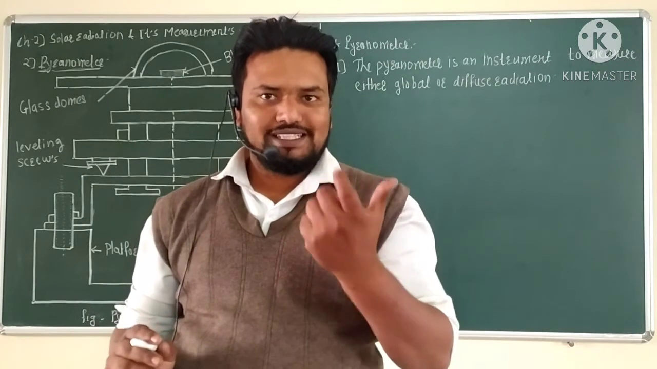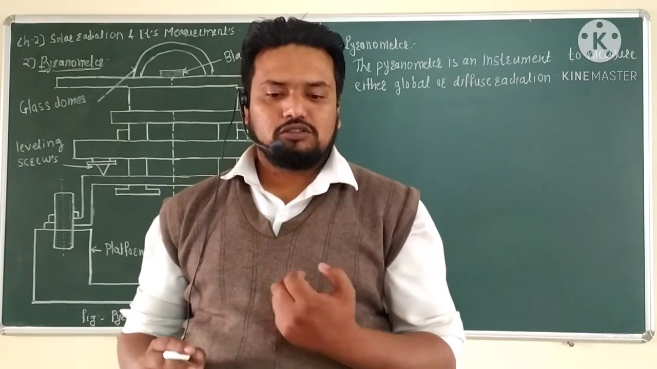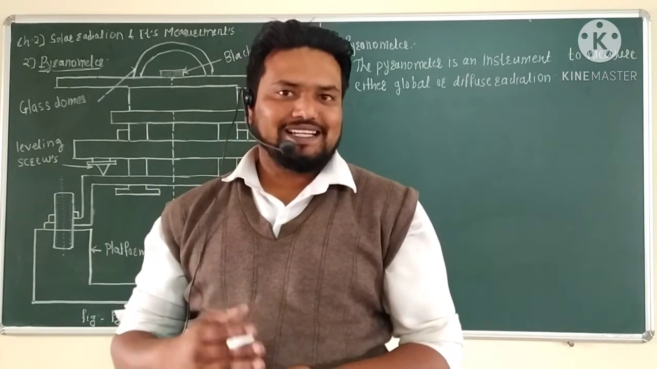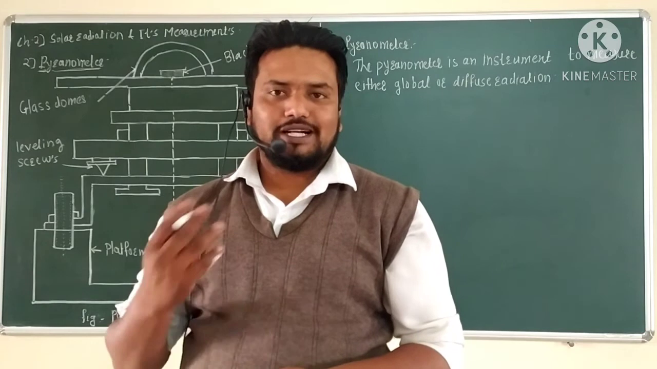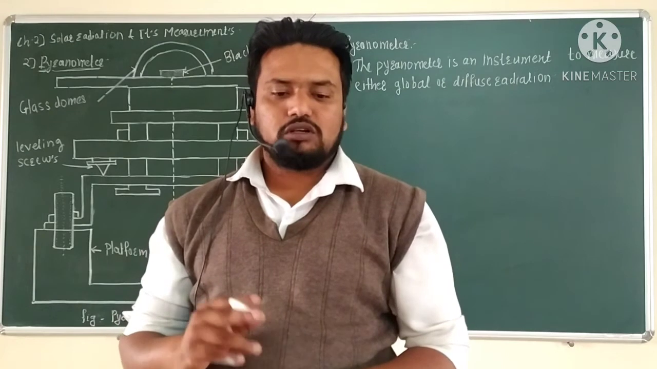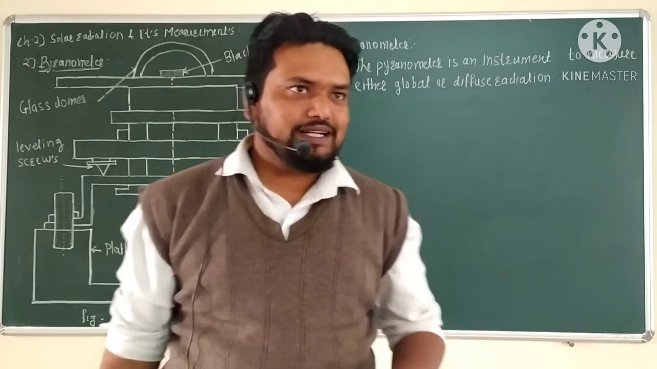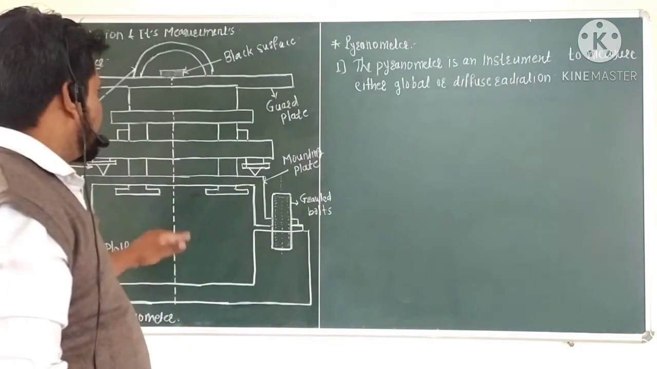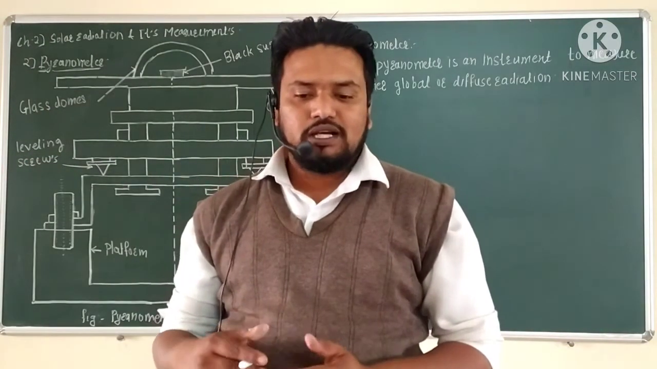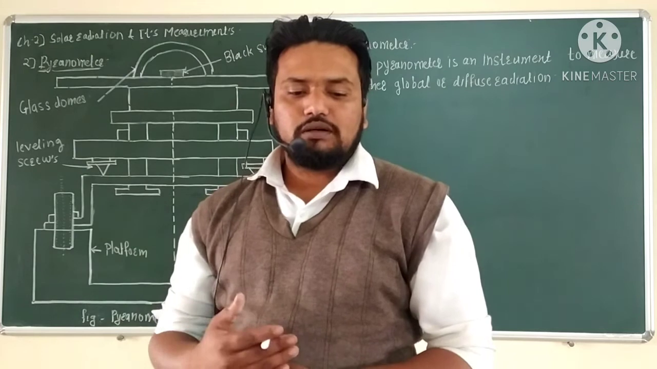The black plate or black surface is heated until the rate of heat gain from the solar radiation equals the rate of heat lost by convection, conduction and re-radiation. By heating of this black surface, the thermopile junction comes into play: the hot junctions of the thermopile are attached to the black surface.